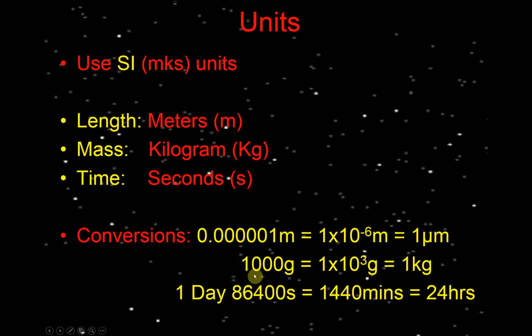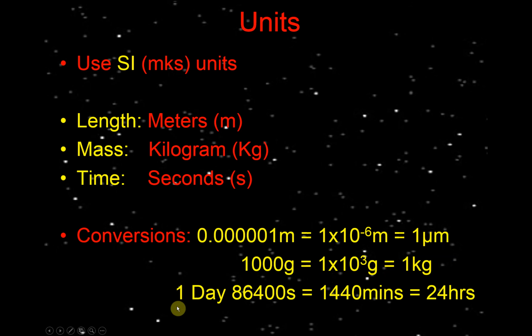This method can also work the other way as well. Here we're looking at 1,000 grams. This, of course, could be 1 times 10 to the 3 grams, 1 with 3 zeros after it. This would also be equal to 1 kilogram.